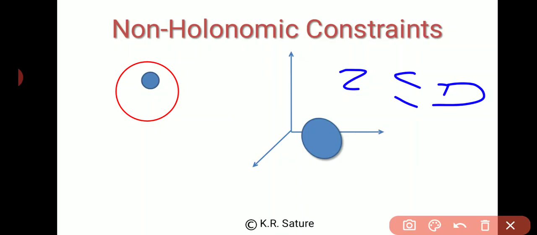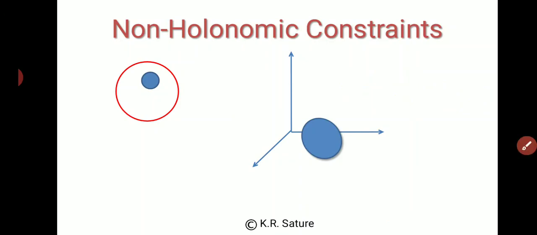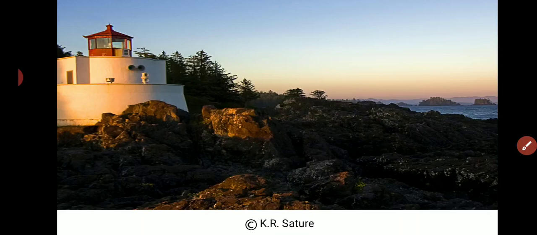So in the exam you can explain non-holonomic constraints by these two examples. So that's it for today.